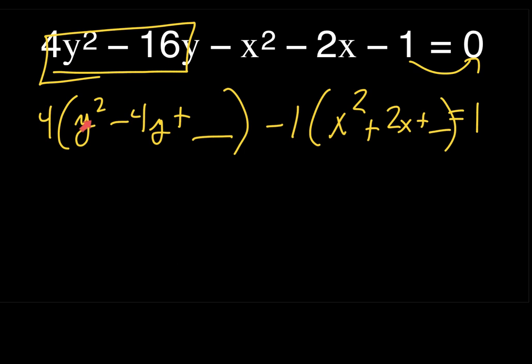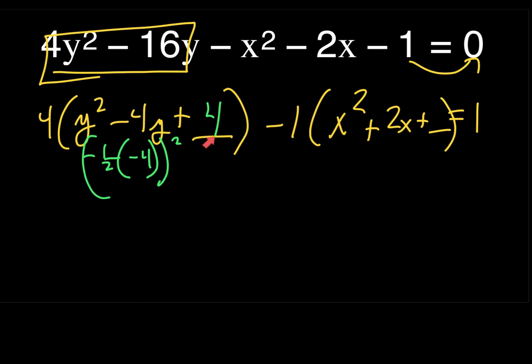Once I have these first coefficients of the x squared and y be a positive 1, then I can do completing the square. I take half of negative 4, and I'm going to square that. So half of the middle term. Half of negative 4 is negative 2. Negative 2 squared is positive 4.